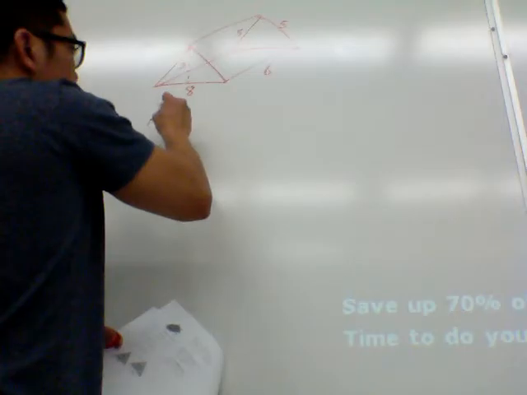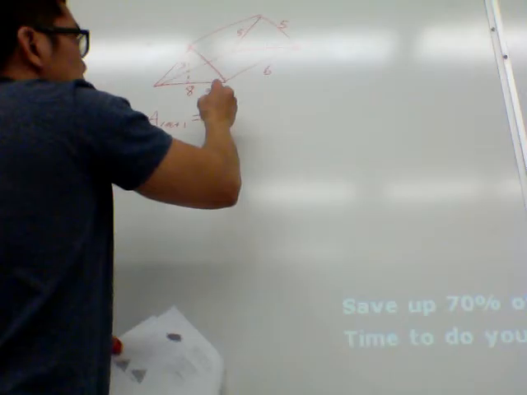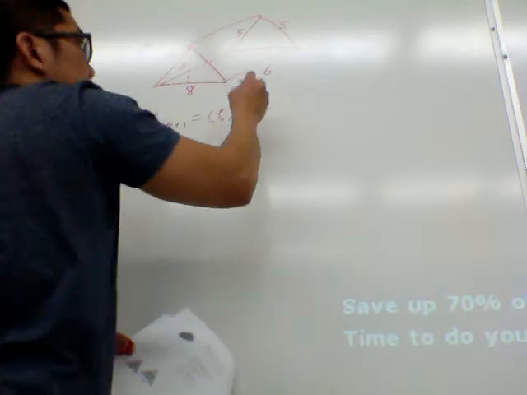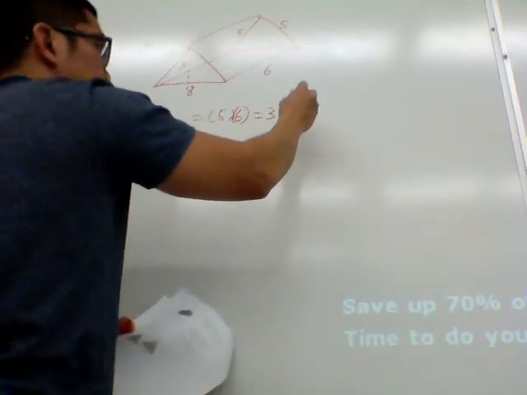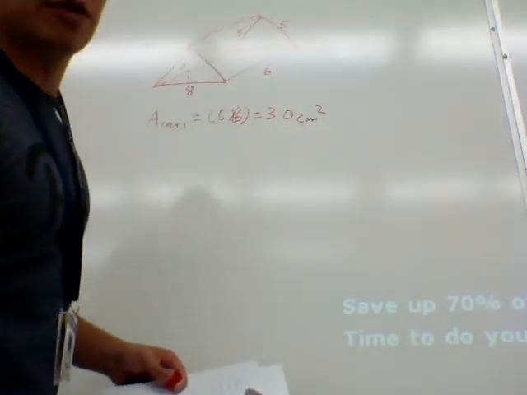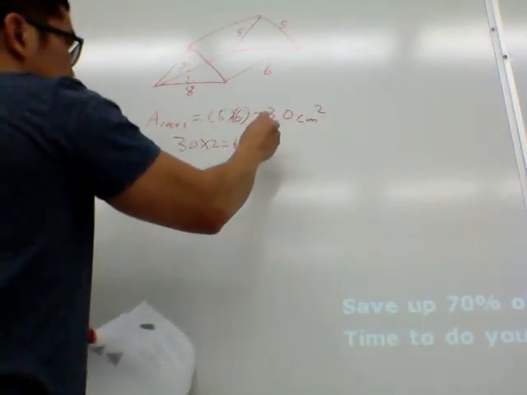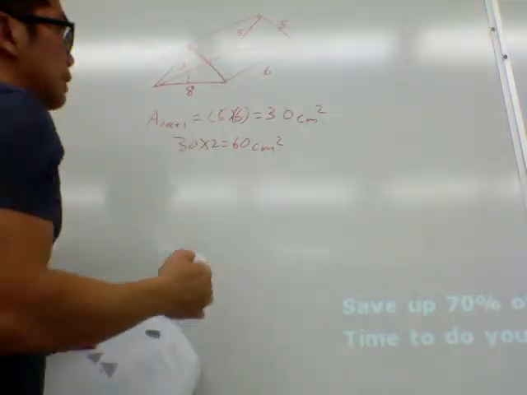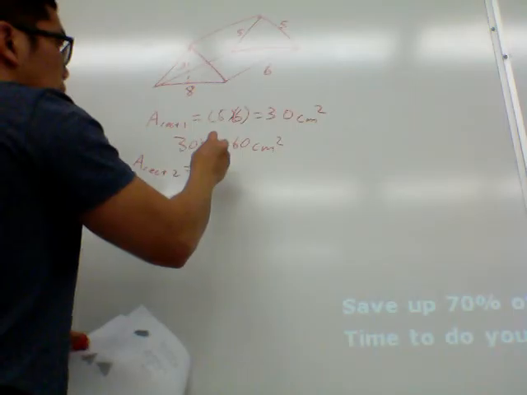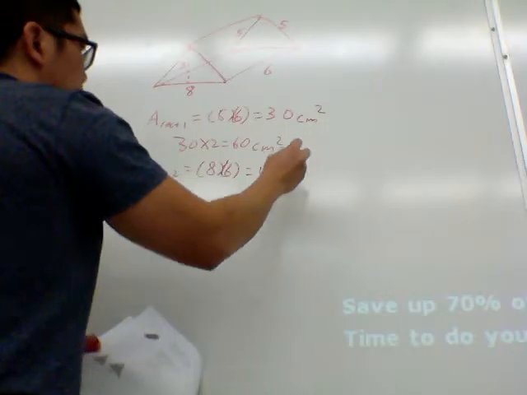So the area of rectangle 1 is going to be 5 times 6. 5 here and 6 here. That gives me 30 centimeters squared. However, since this is 5 and this is 5, that means I have 2 of them. So I'm going to do 30 times 2, and that gives me 60 centimeters squared. The area of the rectangle on the bottom is different, so I have area of rectangle 2 is equal to 8 times 6, and that gives me 48 centimeters squared.